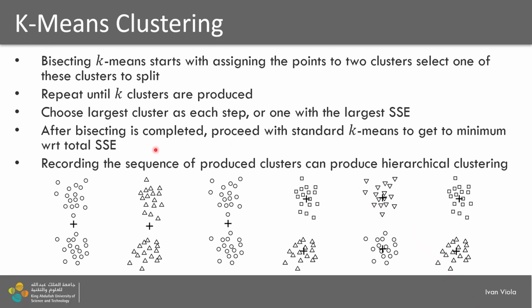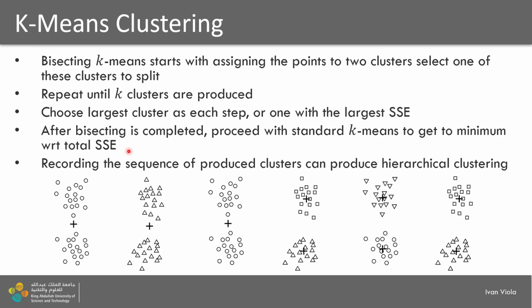After clustering with this bisecting approach, we have only locally calculated the sum of squared error, but we do not really know the overall sum of squared error. That means that after the bisecting is completed, we should proceed with the standard k-means to get minimal values with respect to the total sum of squared errors.